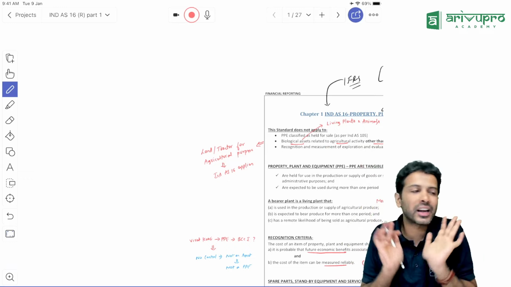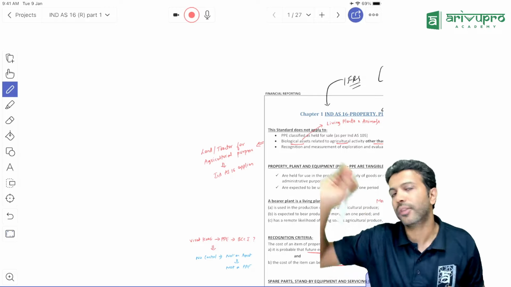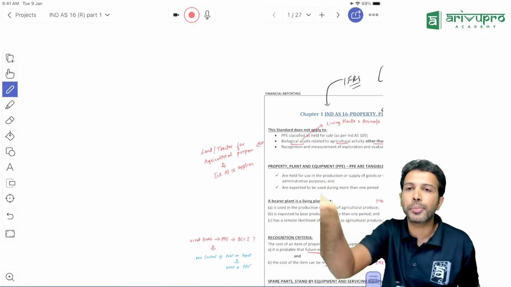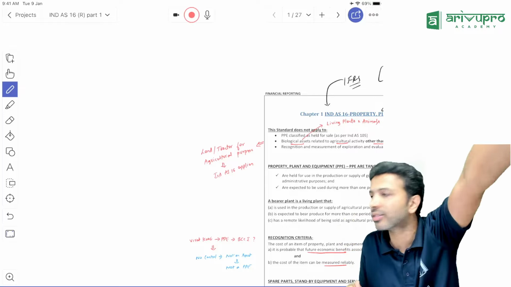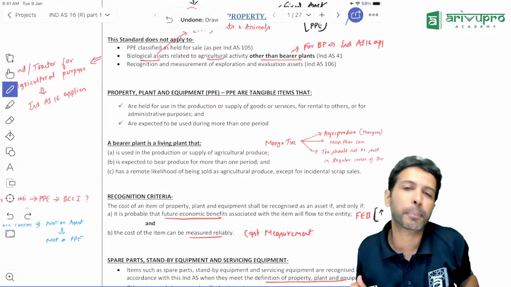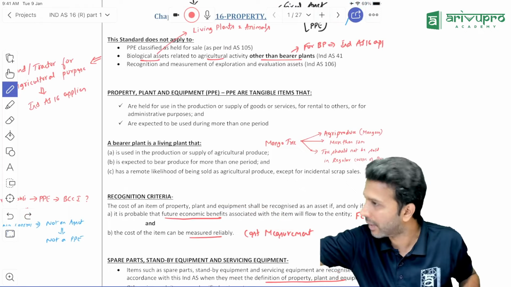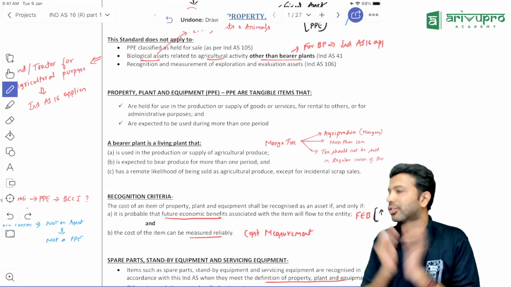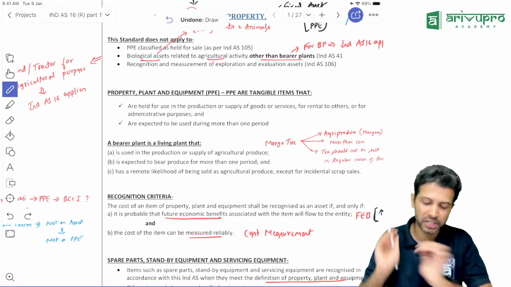For class purpose, we are remembering them as FEB and cost measurement. FEB, the full form is future economic benefits. Meaning, from that PP, the entity should be expecting to receive some benefits. Either they are already receiving benefits or they are expecting to receive the benefits. Next one is cost measurement. Cost measurement means how much you spent for that PP, you should be able to tell reliably. If I purchase this iPad, I have to give money. Let's say I paid 1 lakh rupees to buy this iPad. That 1 lakh becomes my what? Cost. So how much you spent for that PP, you should be able to measure it reliably. That's your cost measurement criterion.